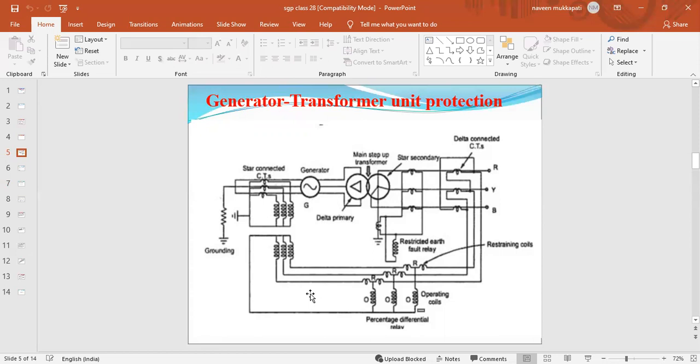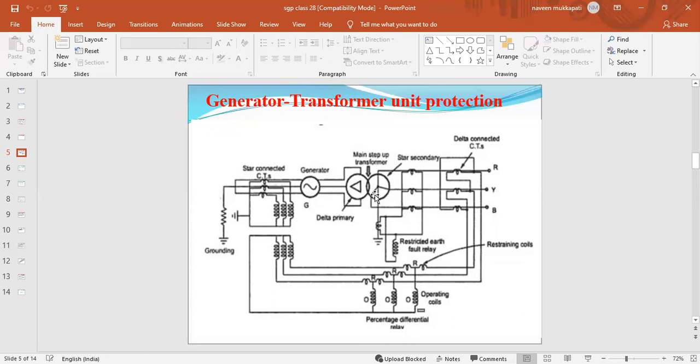That is the biased differential protection for both the generator and the transformer units. In the secondary of this transformer, we connect one restricted earth fault relay. This restricted earth fault relay gives protection from earth faults for both the transformer and the generator.